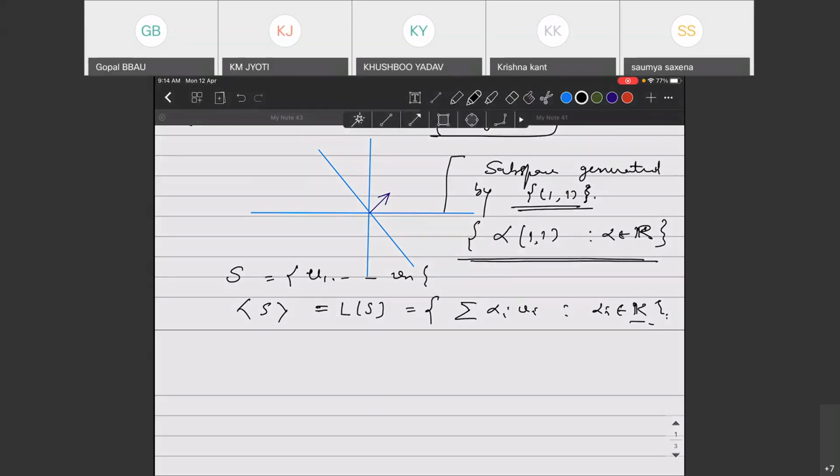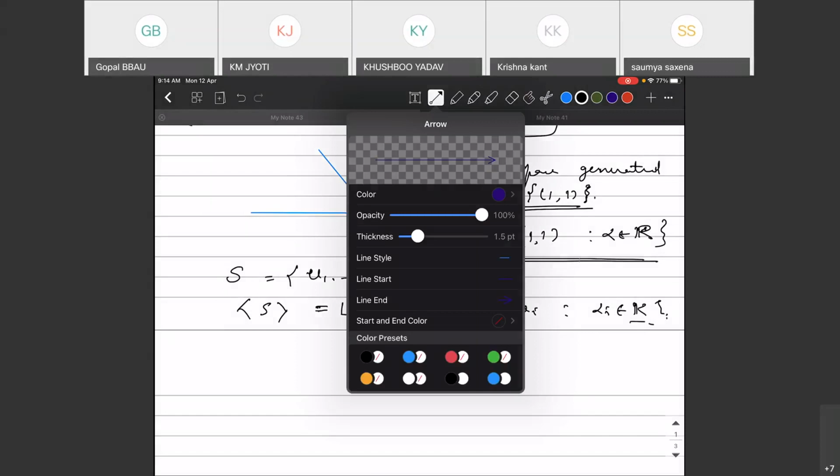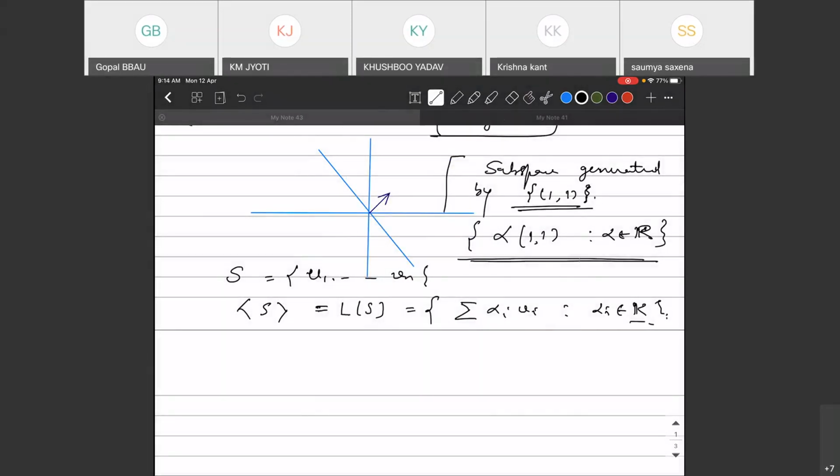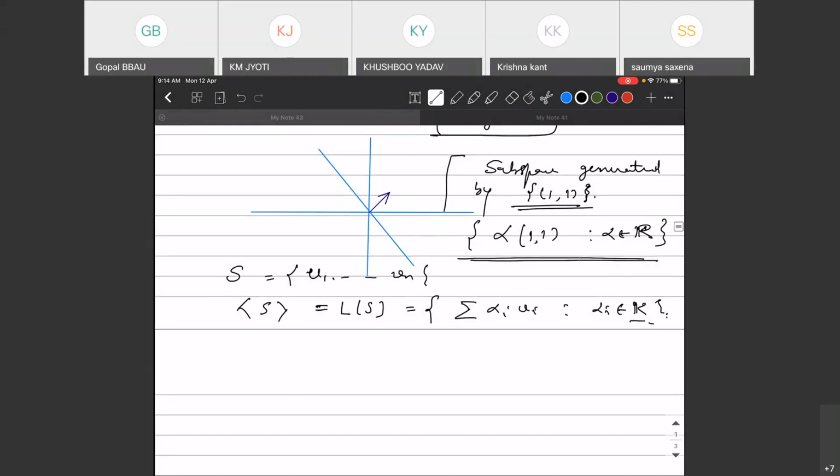When you multiply by, say, 2, it will be 2 comma 2. When you multiply by 5, it will be 5 comma 5. And if you multiply by any alpha, that will be alpha comma alpha. So in this case you are getting this line; this is the linear subspace. Correct?